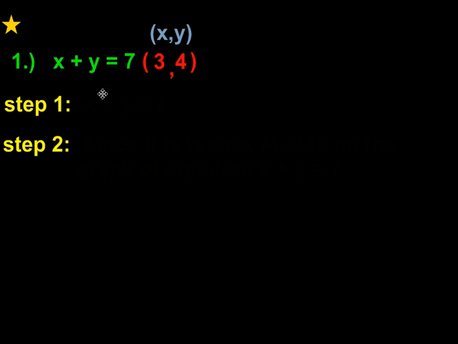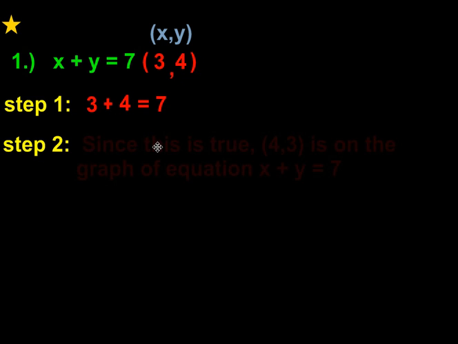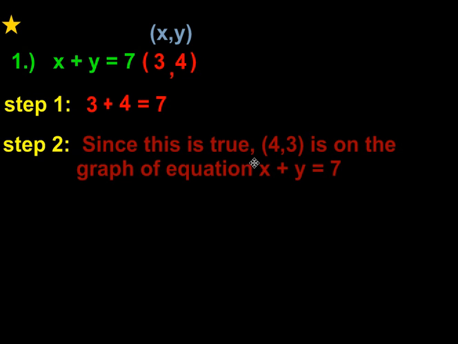So let's start by writing out the problem, and we know that x actually equals 3, so let's substitute 3 for x, and we know that 4 actually equals y. And if we take a look at this, 3 plus 4 does equal 7, so that tells us that, because it's true, 3, 4 is on the graph for the equation x plus y equals 7.